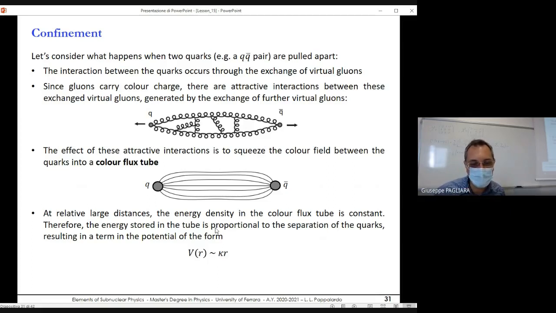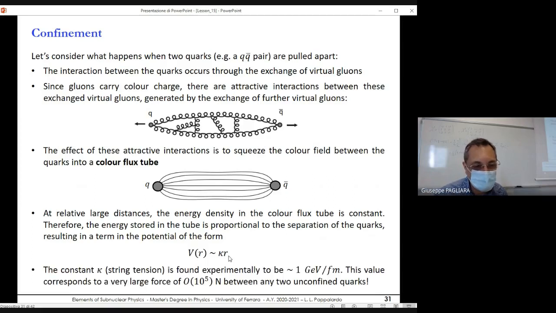And so in the end, this results in a term in the quark-quark potential of the form Kr, proportional to the distance. The more you pull them apart, the higher the energy you need to separate them. And this goes to infinity; you see, r can diverge. The constant K that you see here is called the string tension, and it is found experimentally to be consistent with a value of the order of 1 GeV per fermi. This value corresponds to a huge force, of the order of 10 to the 5 newtons, between the two confined quarks. That's why you will never be able to separate a quark and observe it alone.